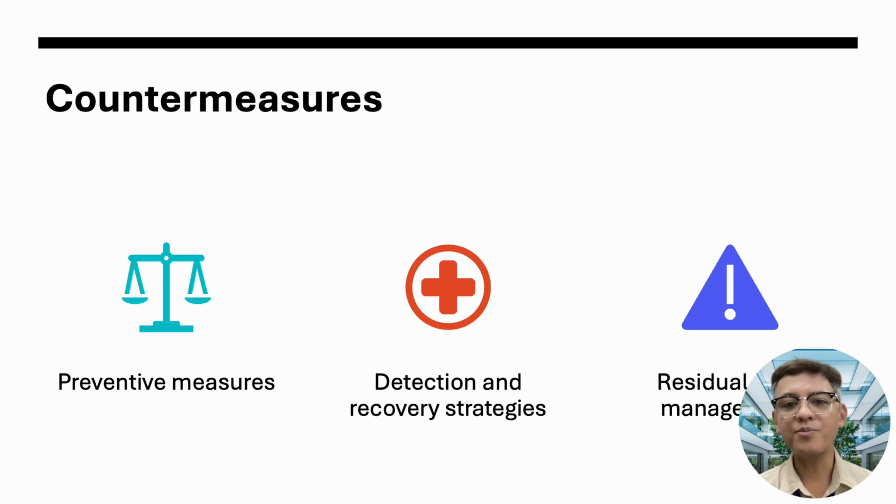Detection involves promptly recognizing when an attack has occurred. Intrusion detection systems, audit logs, and real-time monitoring tools are examples of detection countermeasures. Recovery focuses on restoring systems and data to normal operations quickly and effectively after an attack. This can include data backups, disaster recovery plans, or rapid response teams.